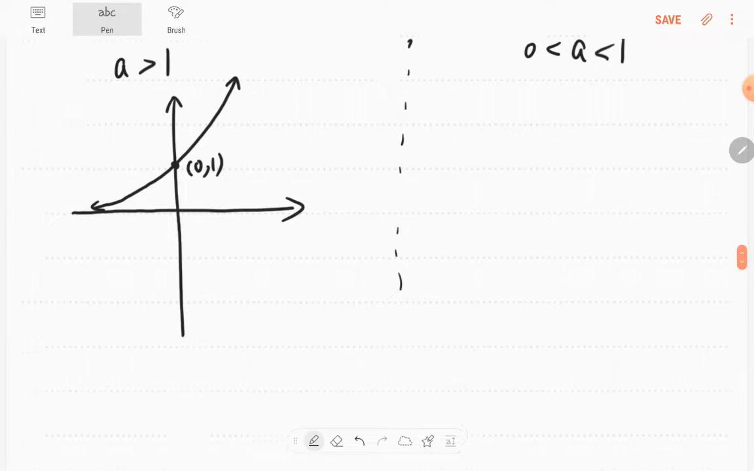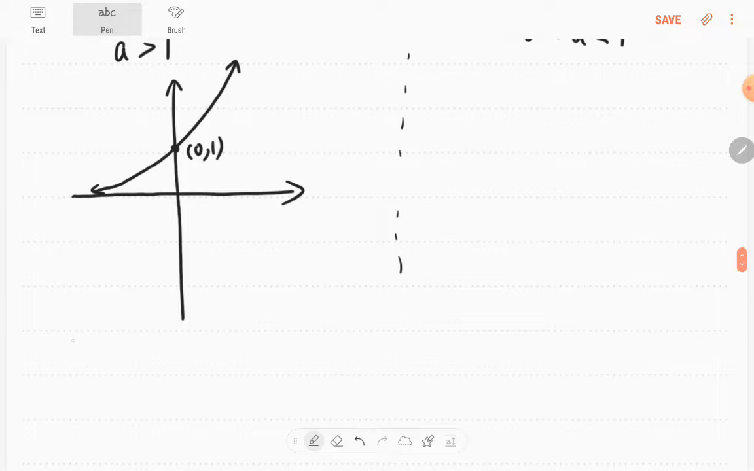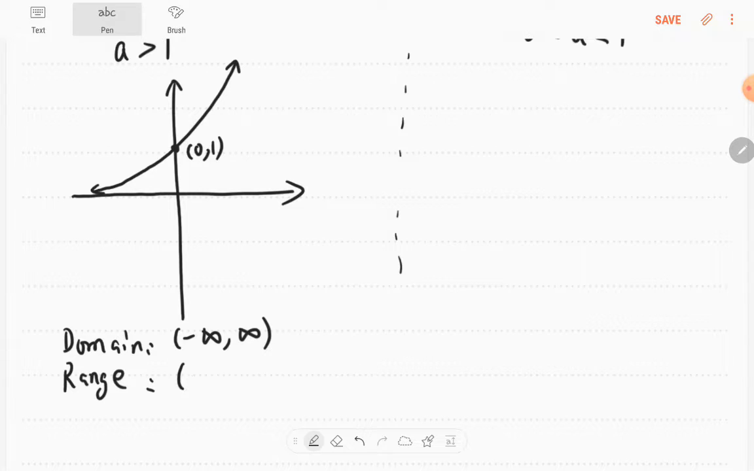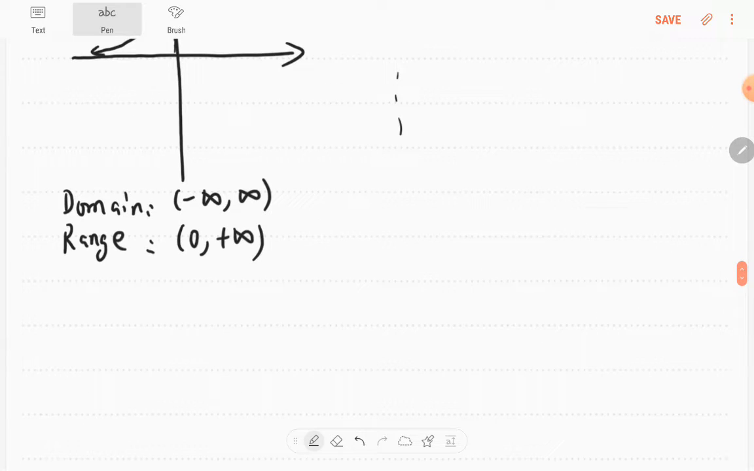From the graph, we notice that the domain is always from negative infinity to infinity, which are the x values. Any x value you can take. And the range: the graph is above the x-axis and never touches it, so the range is 0 to positive infinity. This is the range, all the y values. And we have the y-intercept.